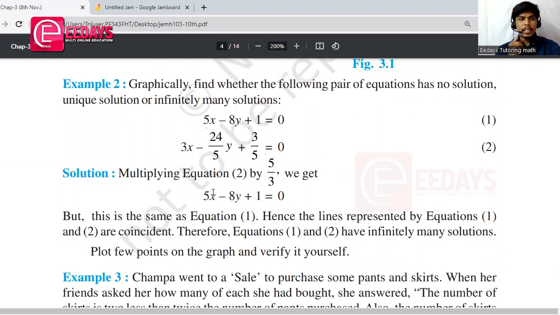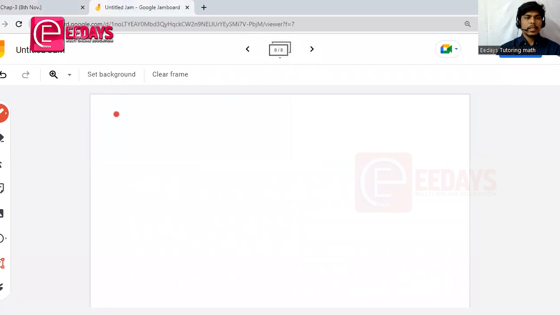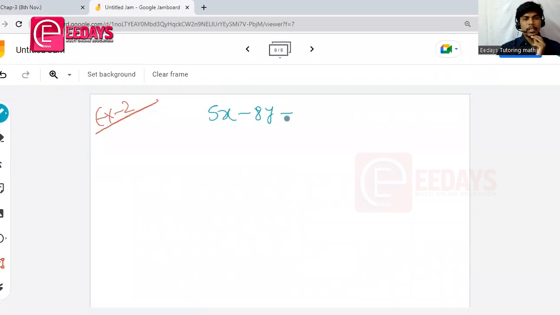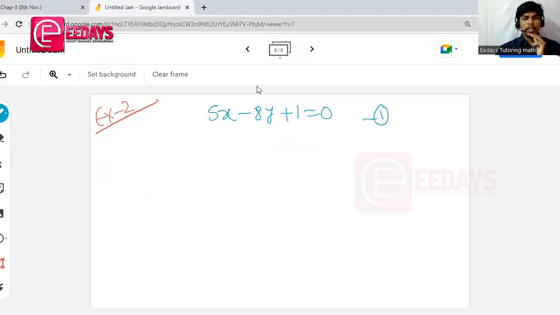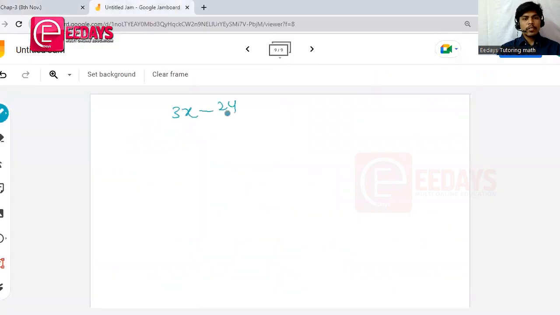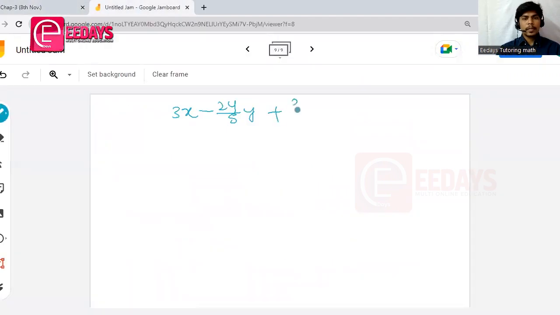Okay. Here, in the question they have given 5x minus... The same way, same procedure. Example 2. Let's do example 2. The first equation is 5x minus 8y plus 1 is equal to 0. This is equation 1. For the second equation, similarly to what we did in the previous question, I am taking 3x minus 24 by 5 into y plus 3 by 5.